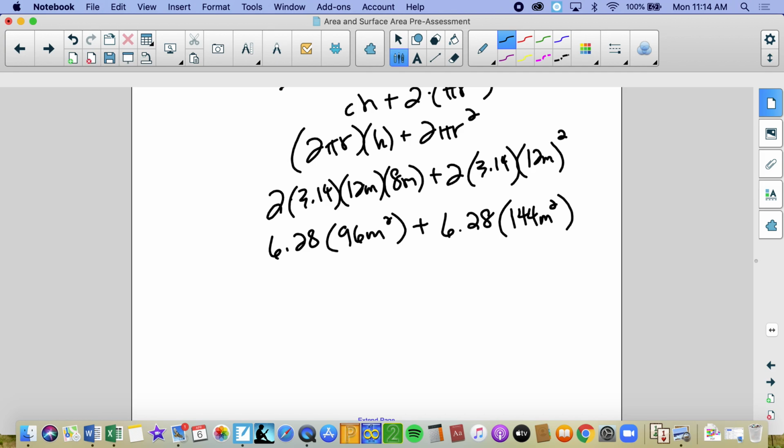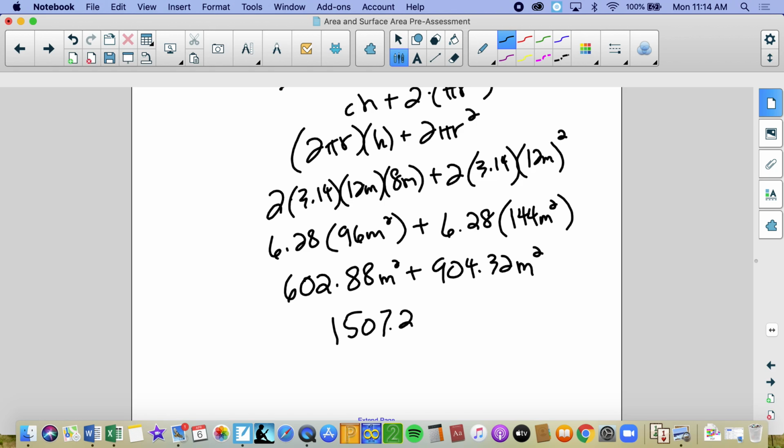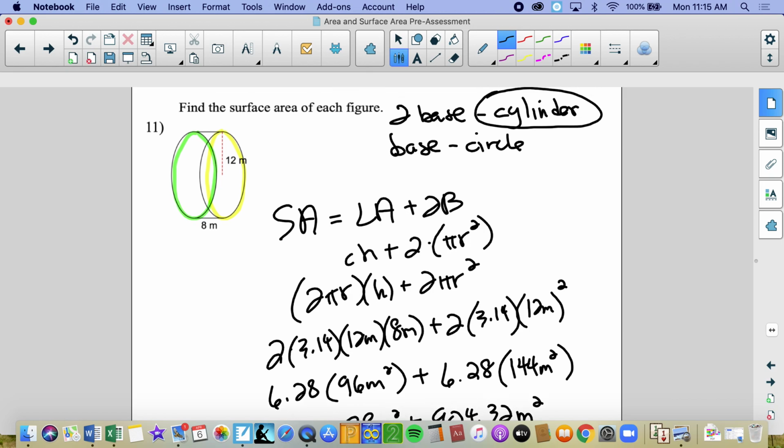6.28, where are we? Here we go. 6.28 times 96 meters squared gives me 602.88 meters squared. 6.28 times 144 gives me 904.32 meters squared. Add those two values together, we get 1,507.2 meters squared. That would be the surface area of that cylinder.